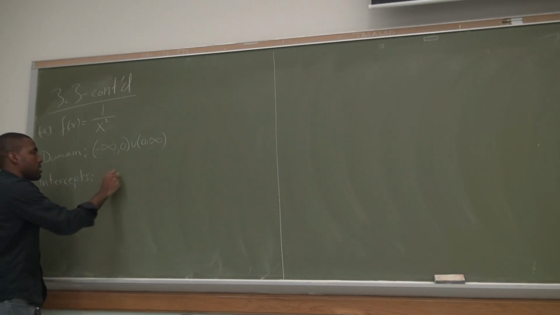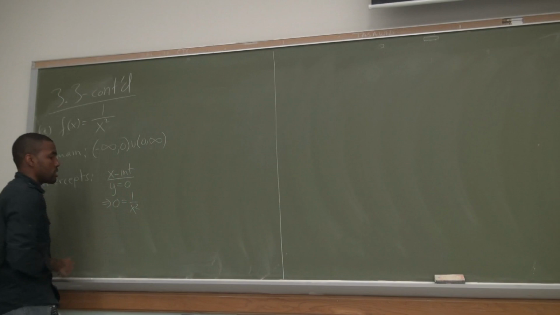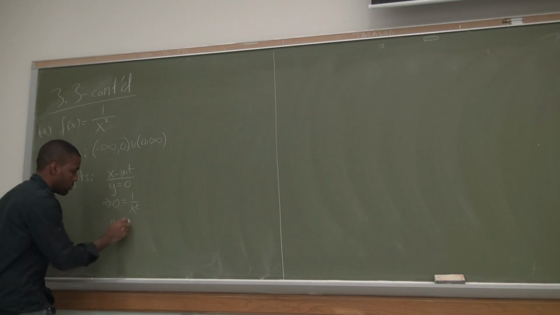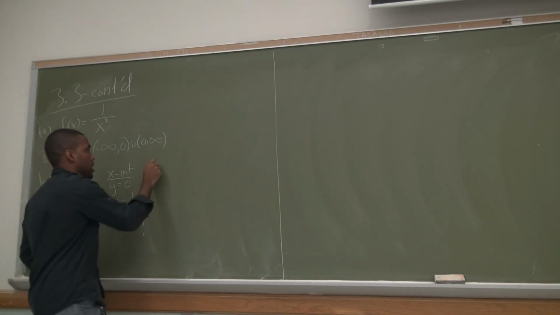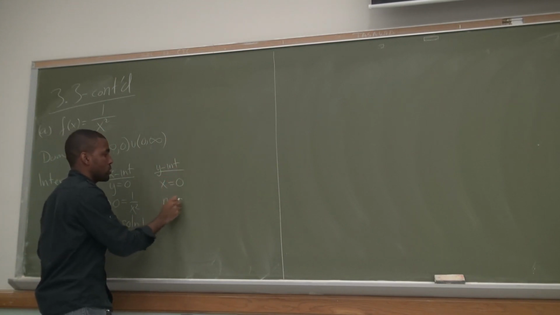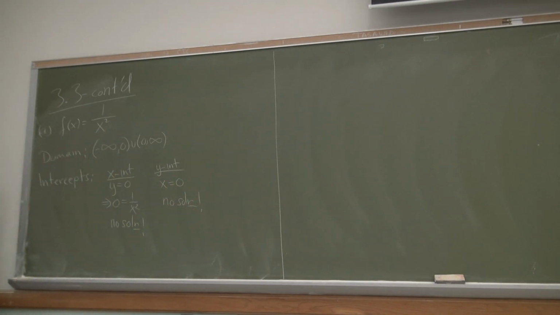If I want to find the x-intercept, y equals 0. This means 0 is equal to 1 over x squared. What's the solution? There is no solution. And if I want the y-intercept, x equals 0. Obviously no solution there either because you can't divide by 0.